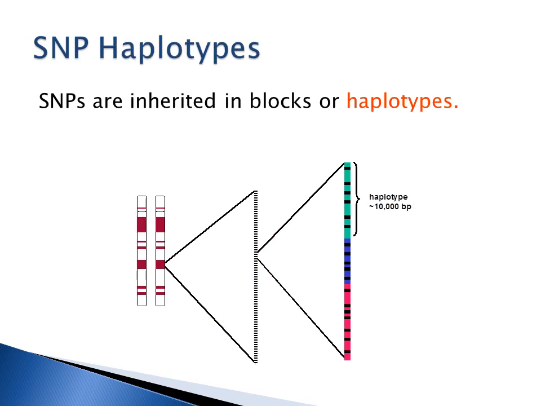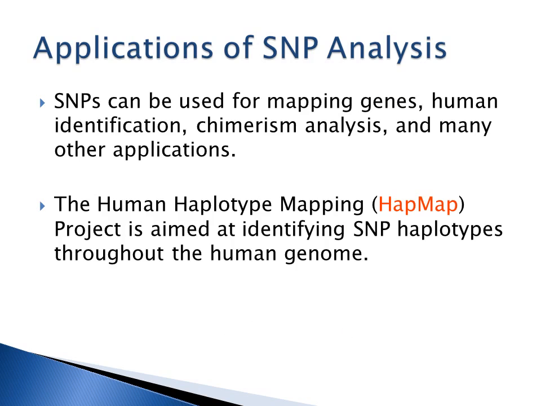SNP haplotypes: your SNPs are inherited in blocks or haplotypes, so the entire block is going to be inherited to the offspring. So SNPs can be used for mapping genes, for human identification, chimerism analysis, and numerous other applications. The Human Haplotype Mapping, or HapMap project, is aimed at identifying single nucleotide polymorphism haplotypes throughout the entire human genome.